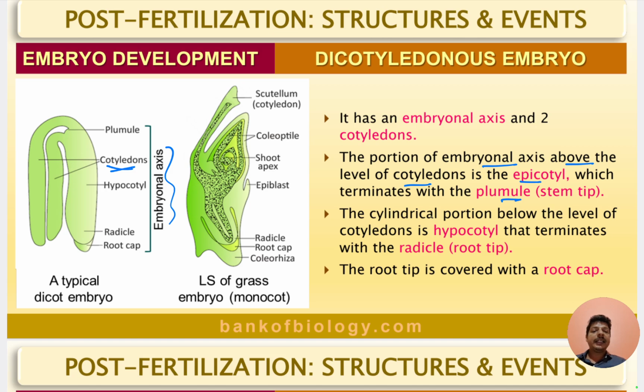Next, the cylindrical portion below the level of the cotyledons is called hypocotyl. Means this plumule is also called epicotyl. And the cylindrical portion is called hypocotyl, that terminates with the radicle. The root tip is covered with the root cap, as you can see.